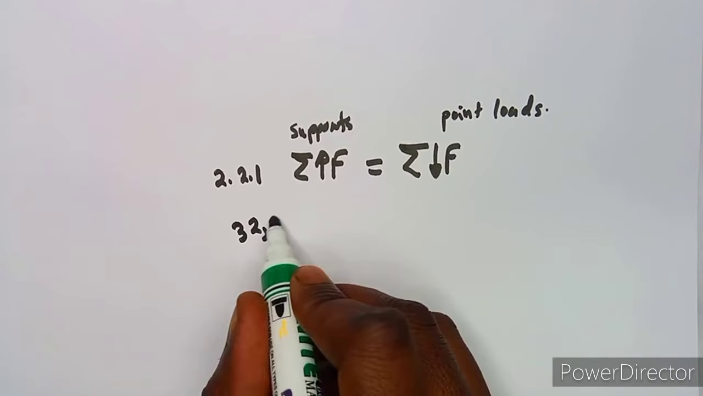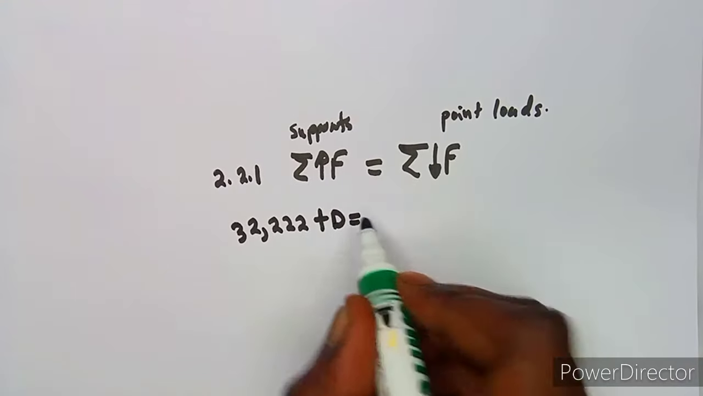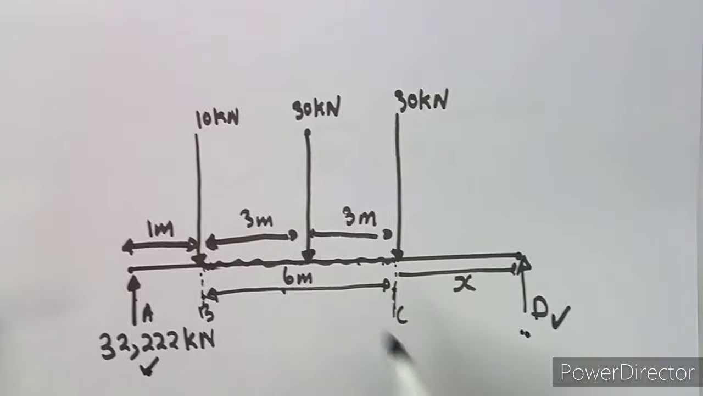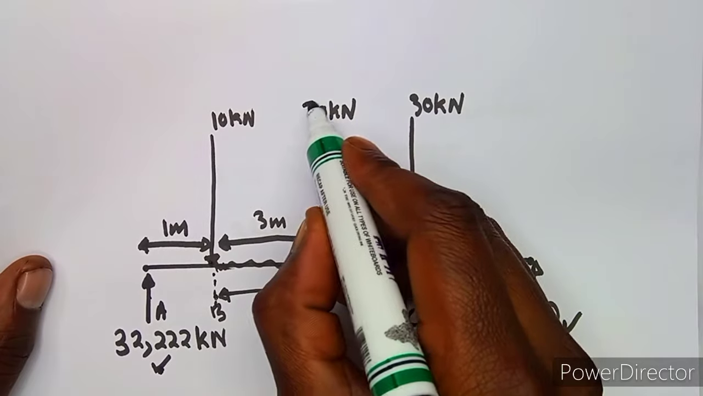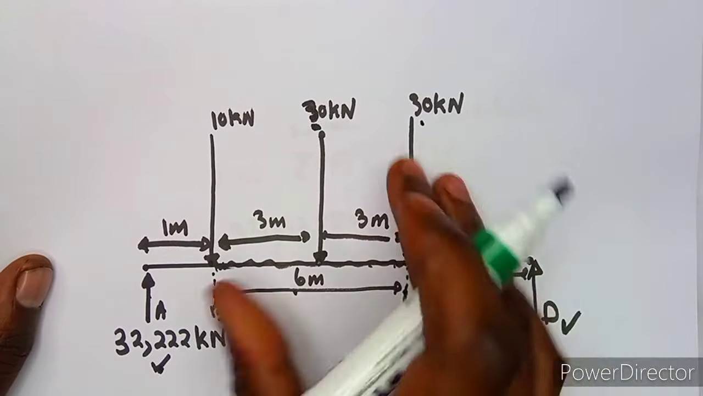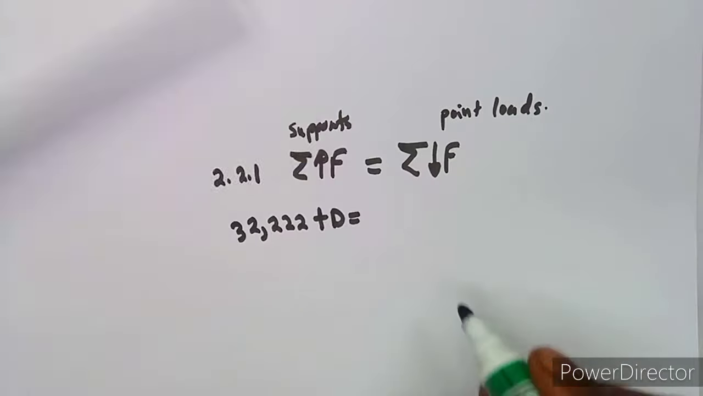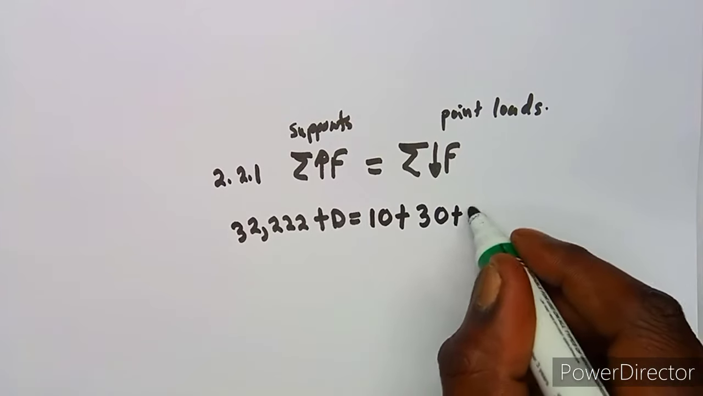So 32.222 plus D is equivalent to those ones which are going downwards. Which one? This 10. The distributed load is now a concentrated load of 30 there. So you're going to take 30, and this one is 30. So you're going to add these ones which are going downwards. So that's 10 plus 30 plus another 30 there.